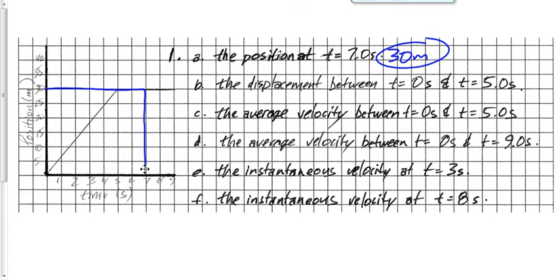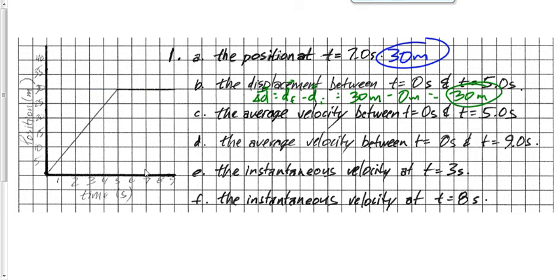All right, next one, displacement between 0 and 5. The displacement is the final position minus the initial position. The final position at 5 seconds is 30 meters. And at 0 seconds, it's 0 meters. So we're going to say 30 minus 0 is 30 meters again. The average velocity between 0 and 5.